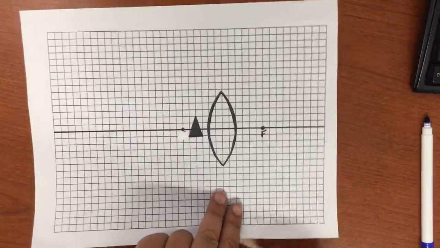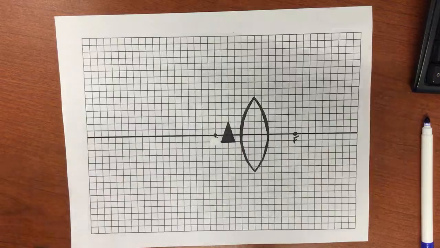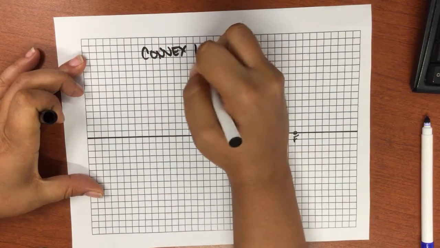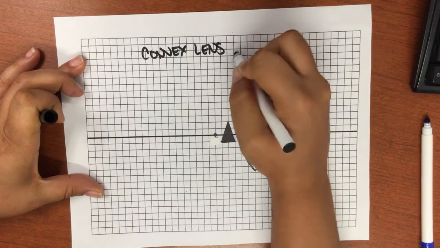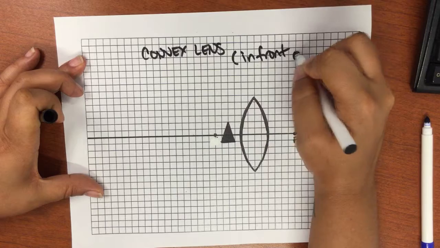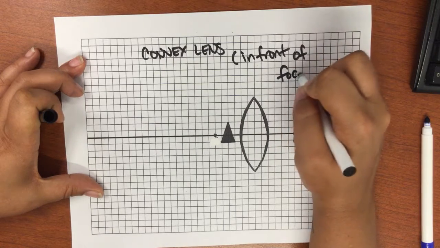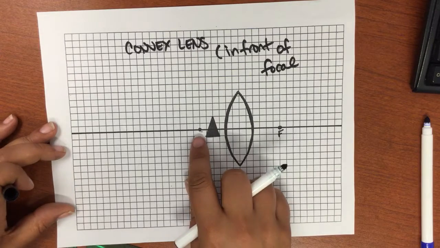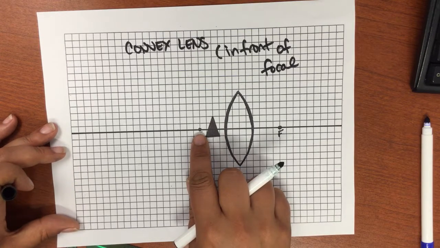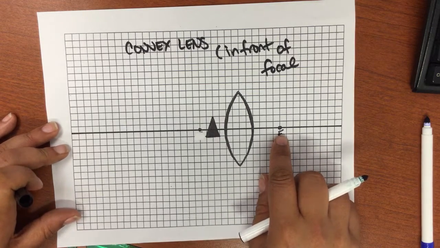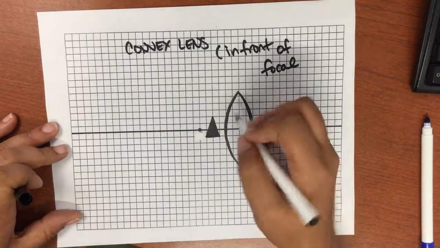All right, last one. Convex lens. This is in front of the focal. Okay? So again, that is a focal point. I don't label it because I don't want you guys to get confused. You always use the focal point on the opposite side, but it is a focal point.